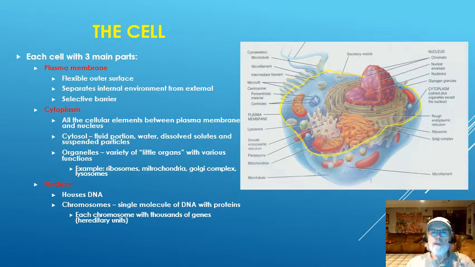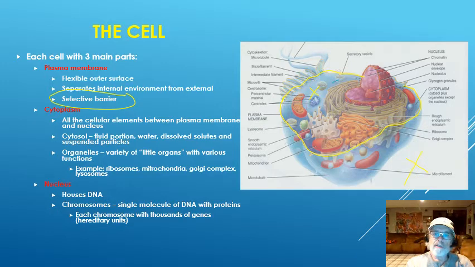What it does is it separates the internal environment in here from out here, from what's on the outside. Some things on the outside need to get in, some things on the inside need to get out, but there are things on the outside you don't want in, and things inside you don't want to go out. So basically this plasma membrane is a selective barrier. It lets things in that it wants to, and other things it doesn't want, it doesn't let in.